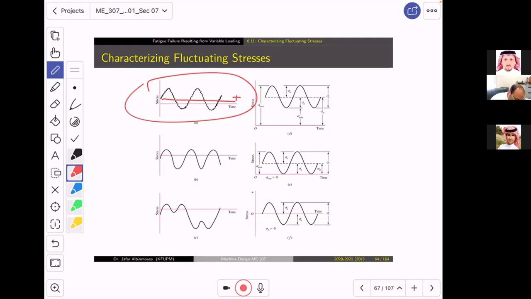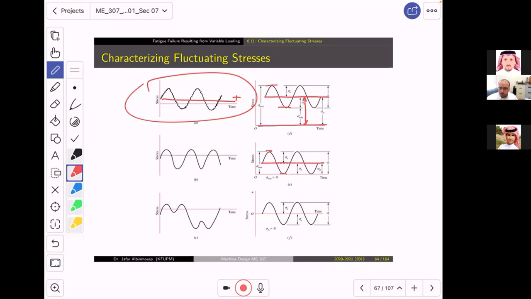If you look, this is the maximum, this is the minimum, this is the mean. And as you see, the mean itself could be far from the zero line. And that's why the mean itself is not zero. So what are we going to do then?